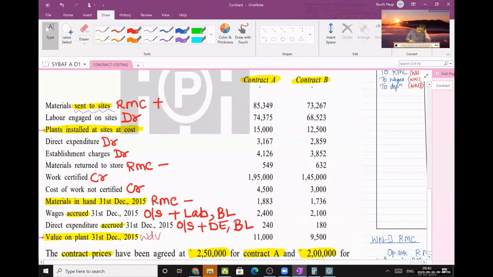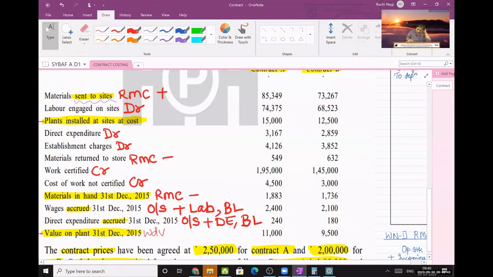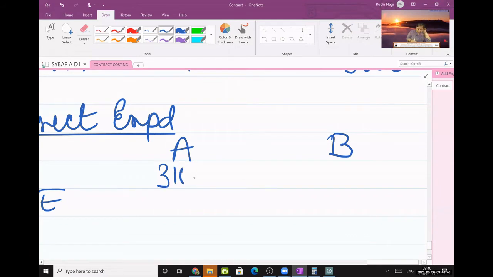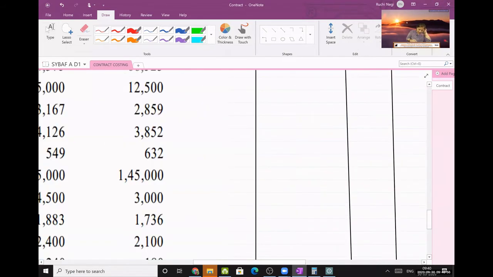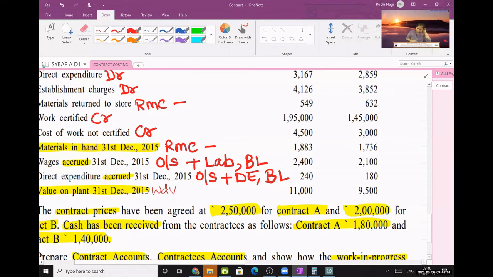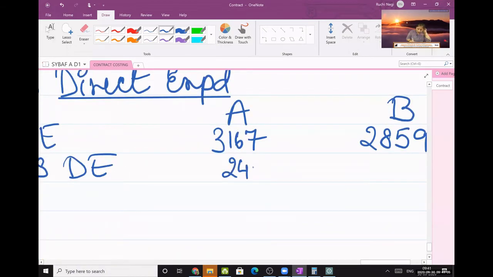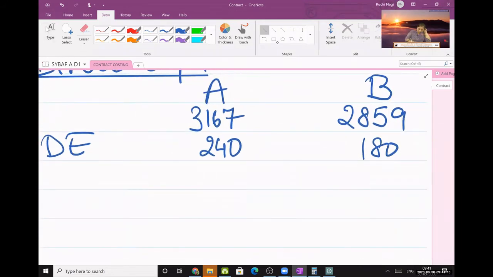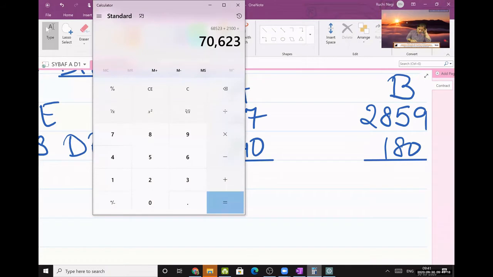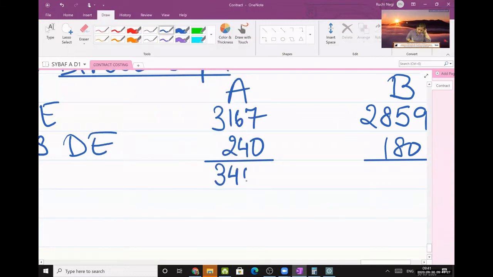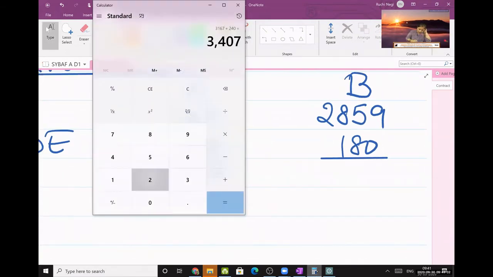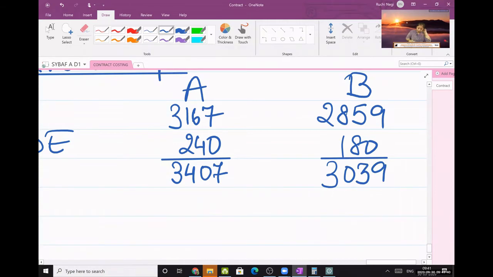Four, 1, 2, 6. Nine. 3, 1, 6, 7, and 2, 8, 5, 9. Right. See the outstanding element. Outstanding element 240 and 180. Add the rows. 3, 1, 6, 7 plus 240 is 3, 4, 0, 7. So right here 3, 4, 0, 7. Next, 2, 8, 5, 9 plus 180 is 3, 0, 3, 9. So write it down.